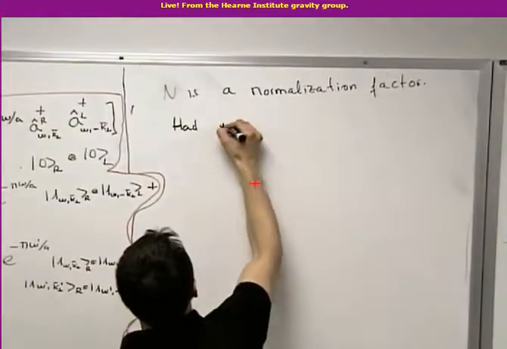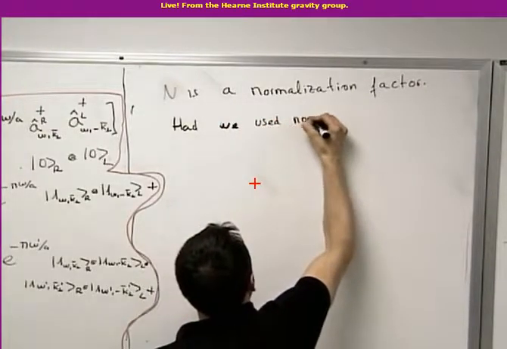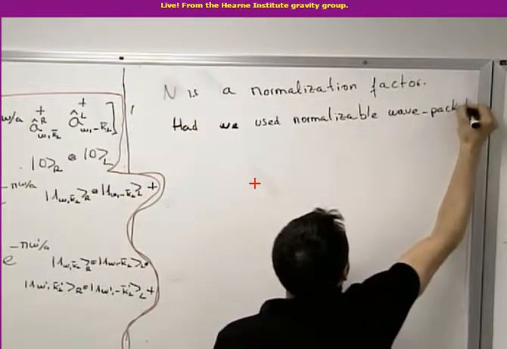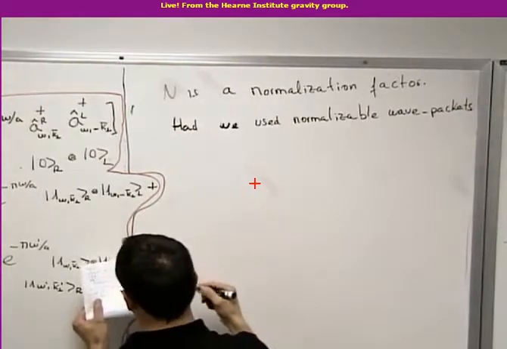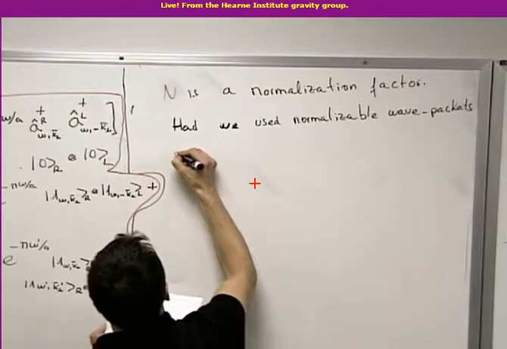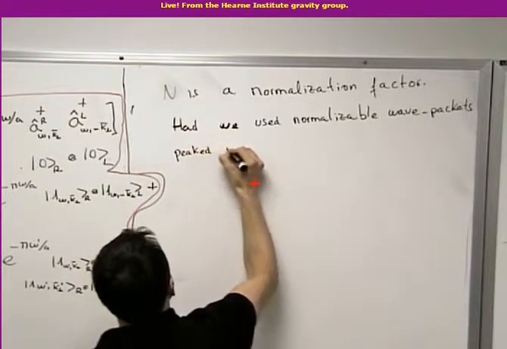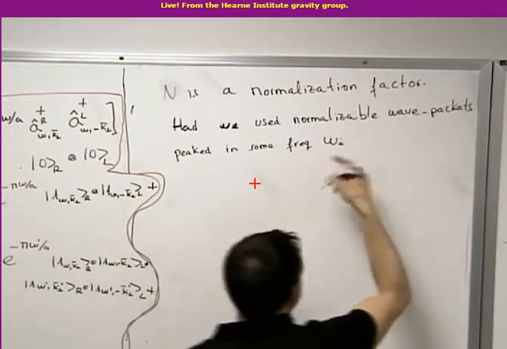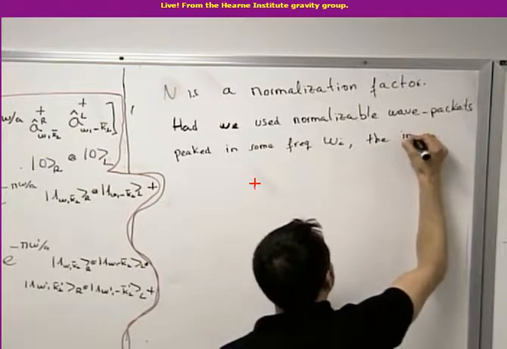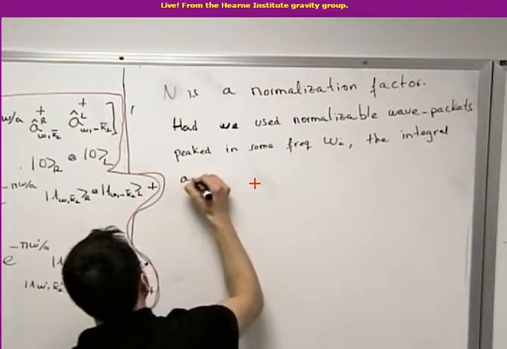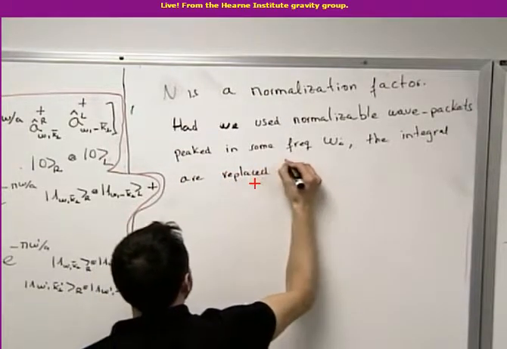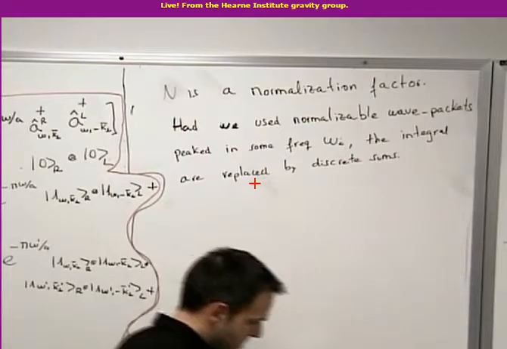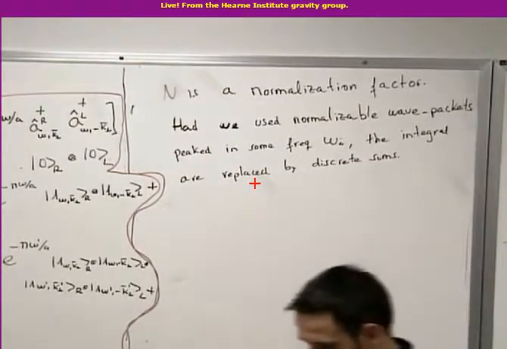So let me just write. Had we used normalized or normalizable wave packets rather than plane waves, peaked in some frequency, omega i, in that case would be discrete. The integrals are replaced by discrete sums. And that is the most correct way of doing it. But as I said, it's much less pedagogical.